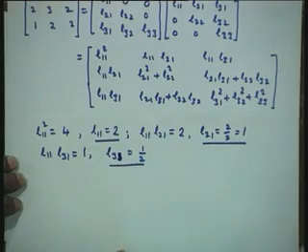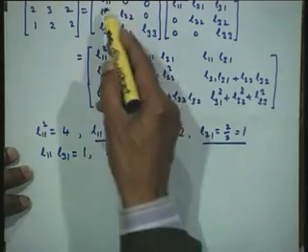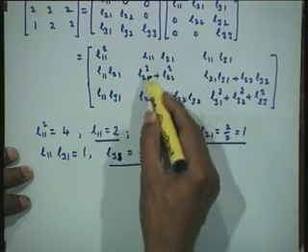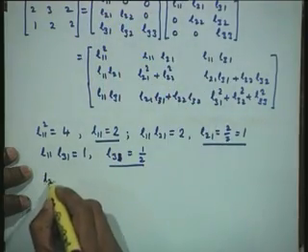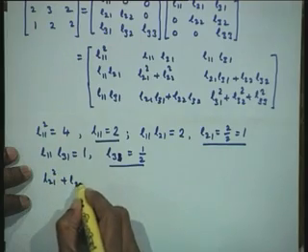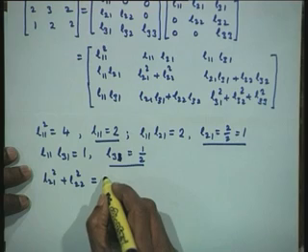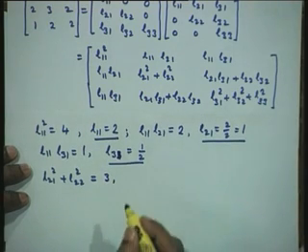L31 is equal to 1 by 2. Now the three elements have been determined, the first column has been determined. Now I go to the second. So we will take the middle element, L21 square plus L22 square, that is the second pivot, which is given as 3.